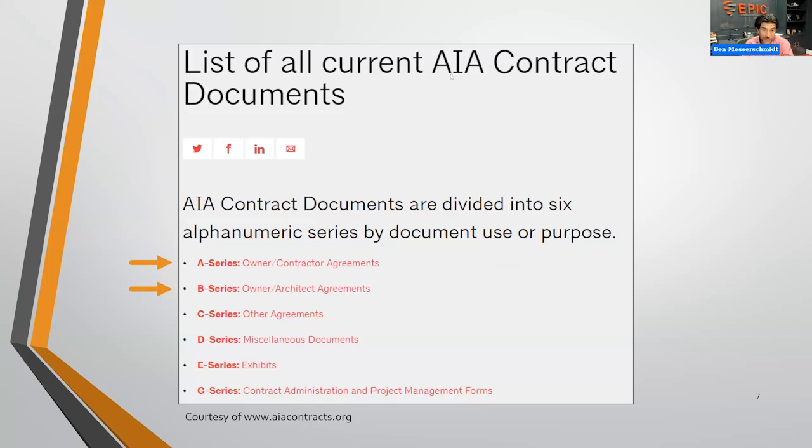Now, going to AIAcontracts.org, pretty straightforward. You will see a list of available contracts. The most common ones you're going to come across are the A series and the B series, as you see there: owner-contractor agreements and owner-architect agreements.